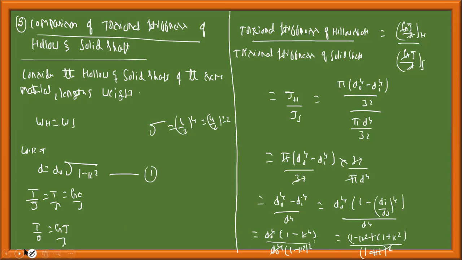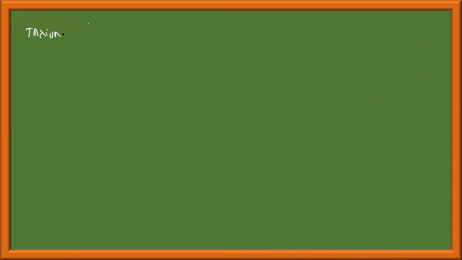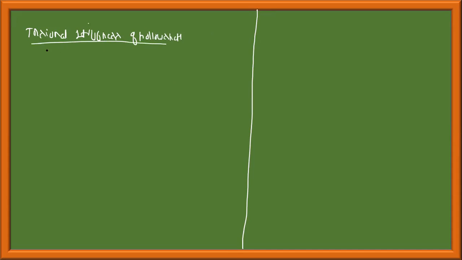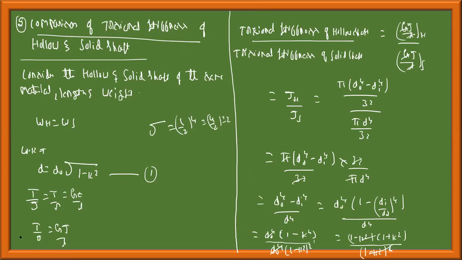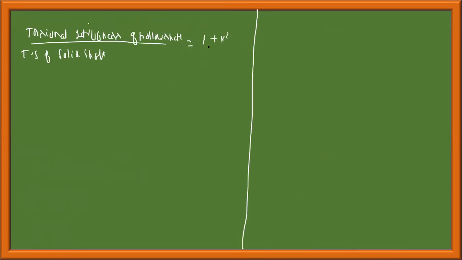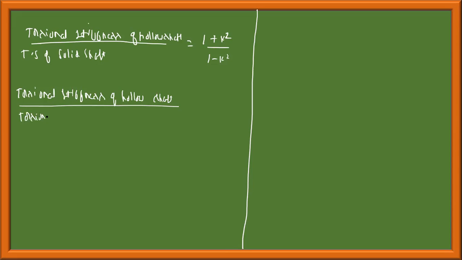1 will cancel, therefore it will be equal to torsional stiffness of hollow shaft by torsional stiffness of solid shaft, which is equal to 1 plus k square by 1 minus k square. Wait a minute. Torsional stiffness of hollow shaft by torsional stiffness of solid shaft is equal to 1 plus k square by 1 minus k square.